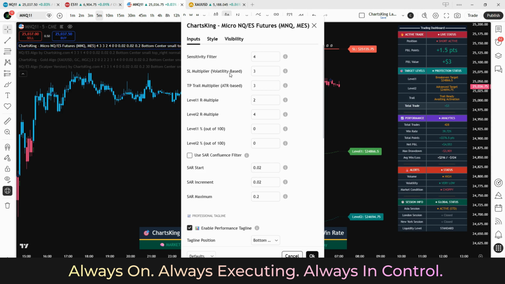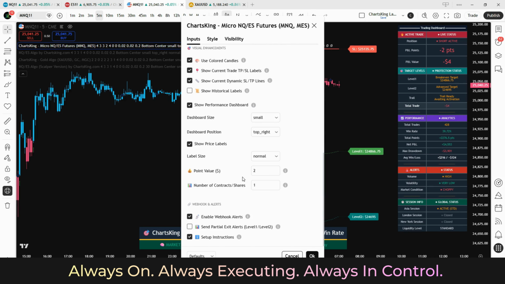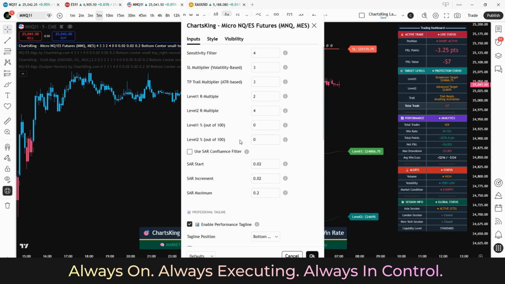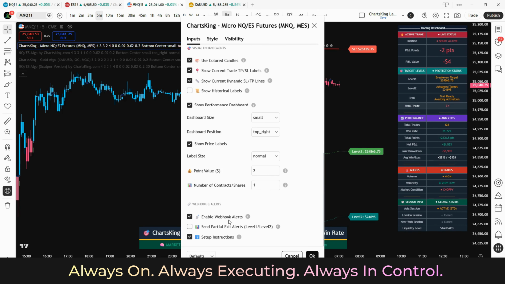So in the settings, we have all these details right here. You can define them yourself, but we have a default setting that we recommend to use. In here, you can enable or disable your own webhook alerts, or even send partial exit alerts based on level 1 or level 2. And in case you want to enable the webhook alerts with more contracts, you can simply paste more contracts here and it will do the math. It will also change all the dashboard settings here.